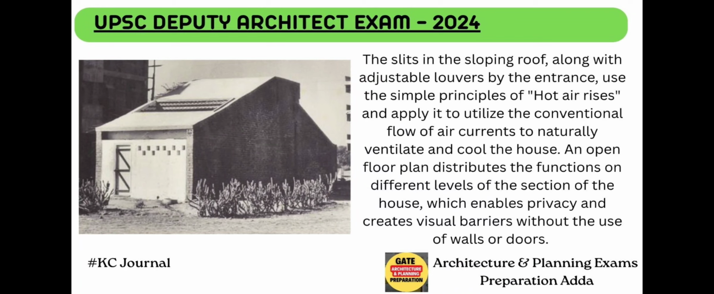See in this one the slits, written here, then the sloped roof. This is the entry. This is a jali sort of thing for ventilation. This is a slit in the sloped roof with a pergola, along with adjustable louvers. Depending on climate, if it is winter maybe it can be opened, and if it is summer you can close it, but ventilation will be there. The adjustable louvers are near the entrance.